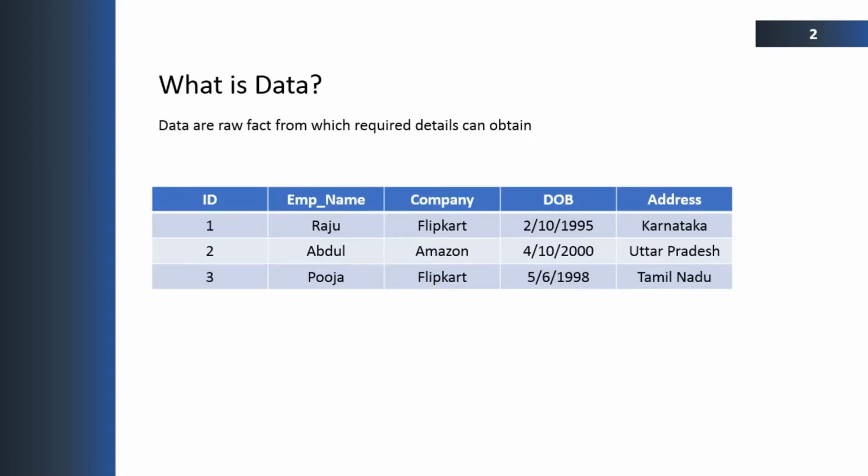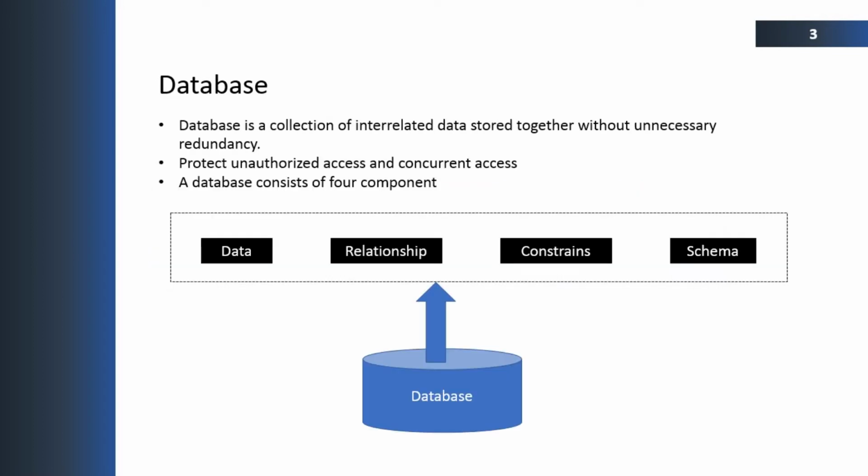What is data? Data is nothing but a raw fact which is stored so that we can extract the required details from it. Suppose I have a table which has 5 attributes: ID, employee name, company, date of birth and address. And I want to know how many employees are working under Flipkart. So I'll run a query and the system returns me 2. Here the table is nothing but raw data and the output is nothing but the result. We have understood what is data.